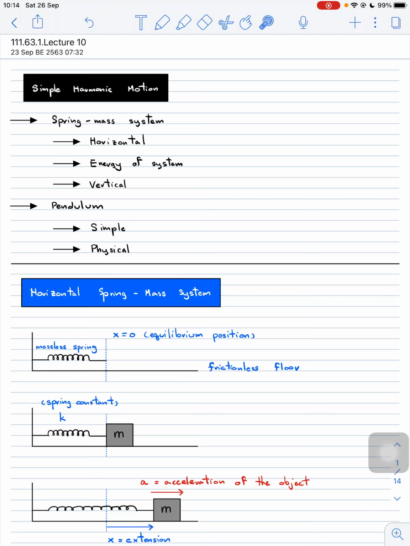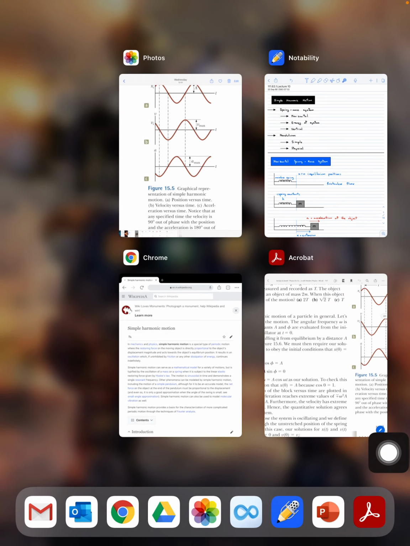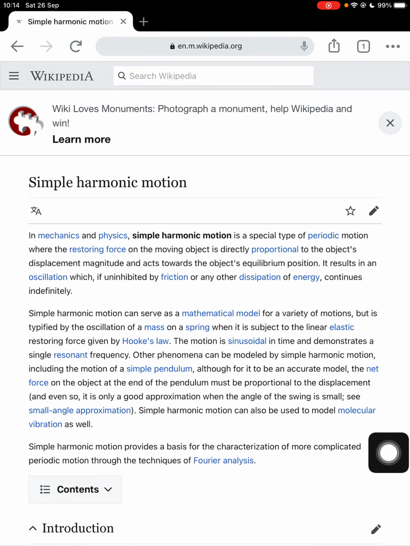In this lecture, we want to study simple harmonic motion. Simple harmonic motion is a type of oscillatory motion. So let's consider this web page, the simple harmonic motion page on the Wikipedia website.